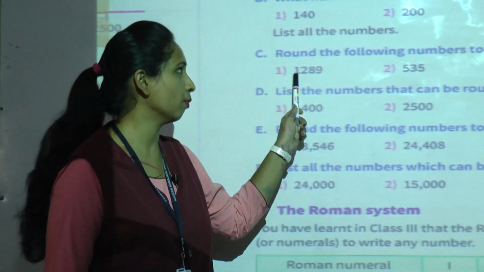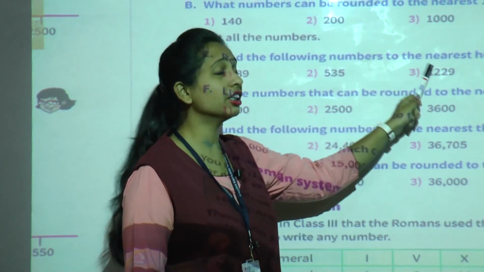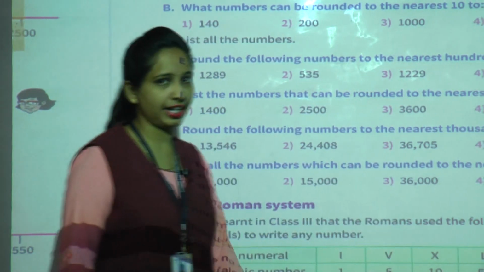What we have studied in our last session, we have started exercise 1.9 A and B questions. Now we will move to our C question. What is the C question? Round the following numbers to the nearest 100.